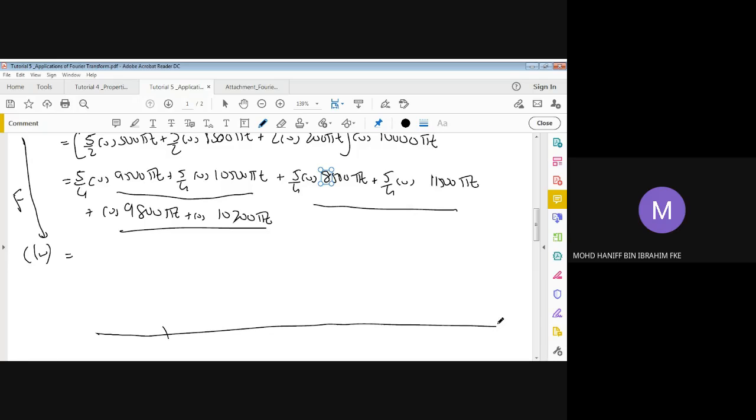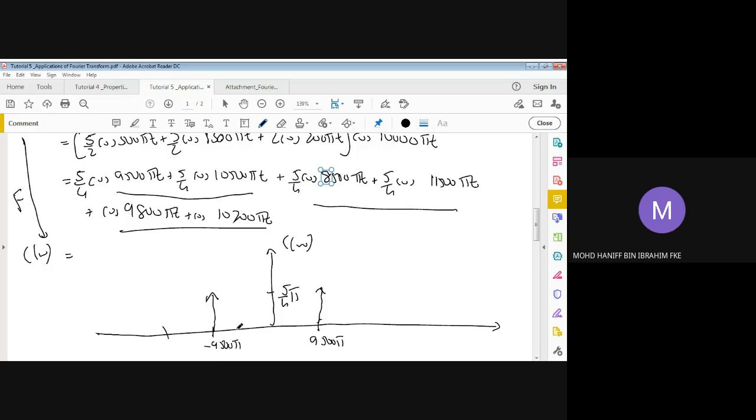This will be the C(omega). We are going to have impulses at negative 9,500 pi. We also have one at positive 9,500 pi based on this term. So the impulse amplitude will be 5 over 4 pi for these two. Next will be this one, after that will be 9,800. Before that we have this value.